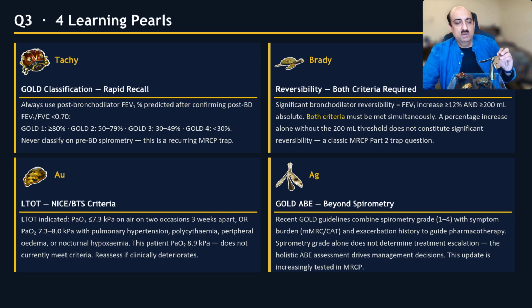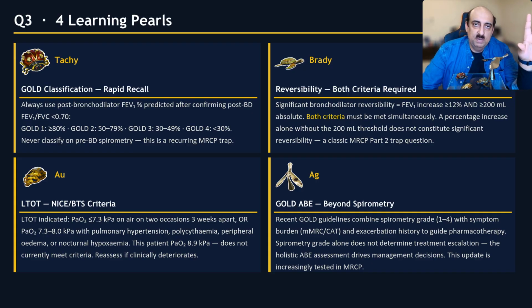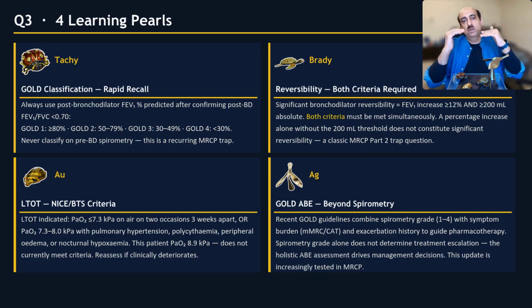And lastly, our Argentum, the GOLD ABE criteria, which goes beyond the spirometry. Previously, it used to be GOLD ABCD. Then the recent 2023 guidelines recommend GOLD ABE, which means you diagnose COPD based on FEV1 to FVC ratio less than 70%. Then you stratify the patients into GOLD 1, 2, 3, or 4, depending upon the FEV1 itself, which we've just discussed.